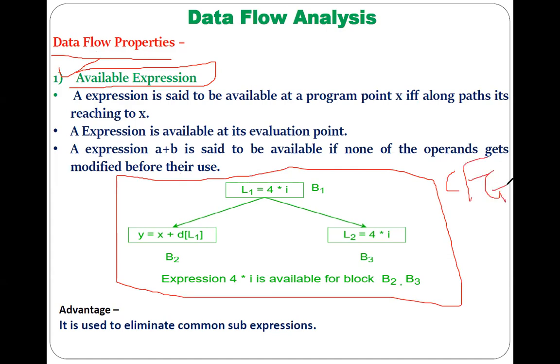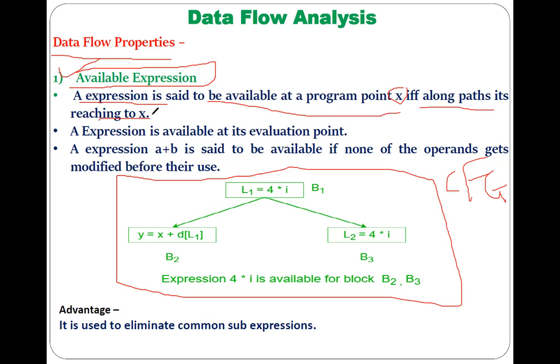Now, first you need to understand theoretically what is exactly the available expression. To which expression you can call the available expression, that you need to understand first. Okay. An expression is said to be available at a program point X if and only if along the path it is reaching to the X.